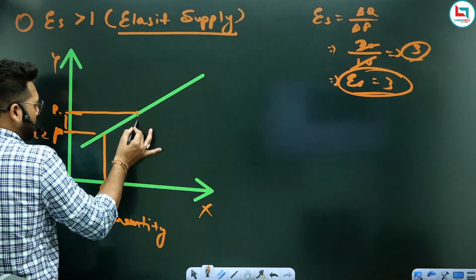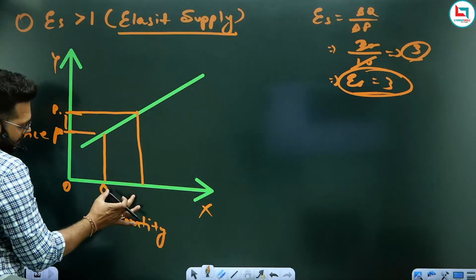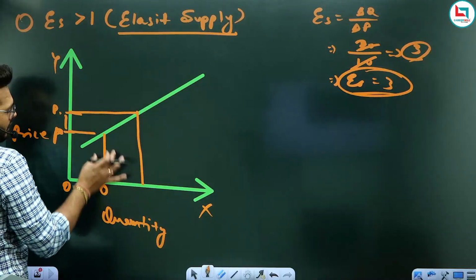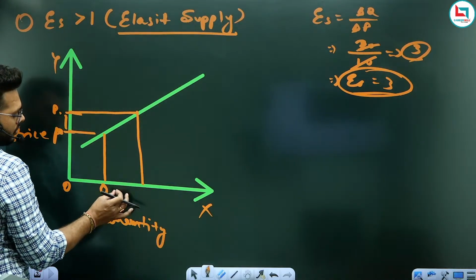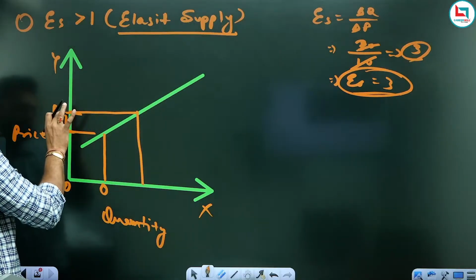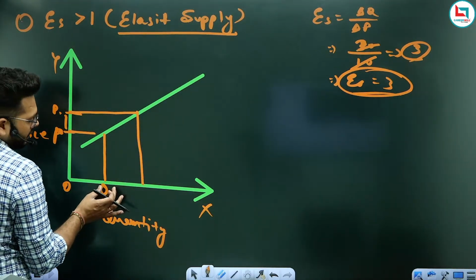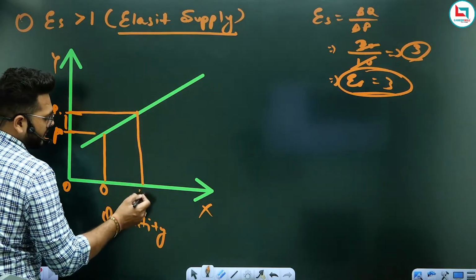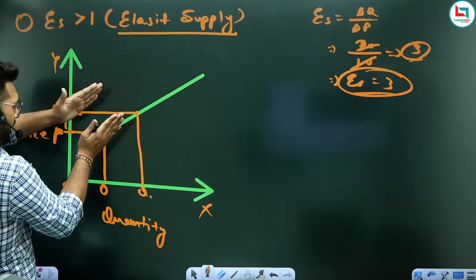So just try to understand. I'm asking you, is this more or is this more? What will be your right answer? Your answer will be, sir, this is more. So it means there is a lesser percentage change in price, due to which there is a more percentage change in quantity, that is Q1.